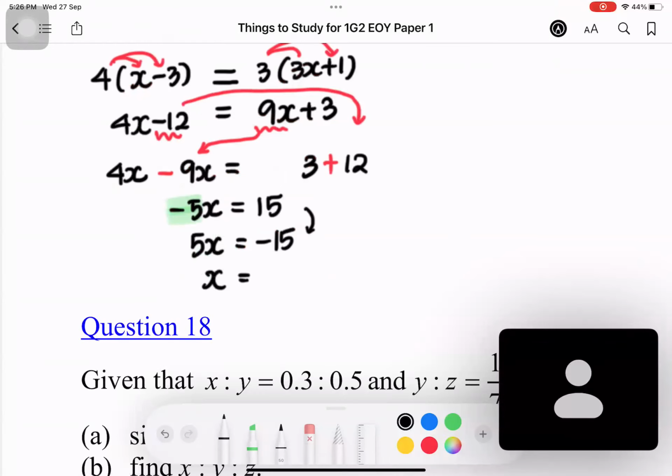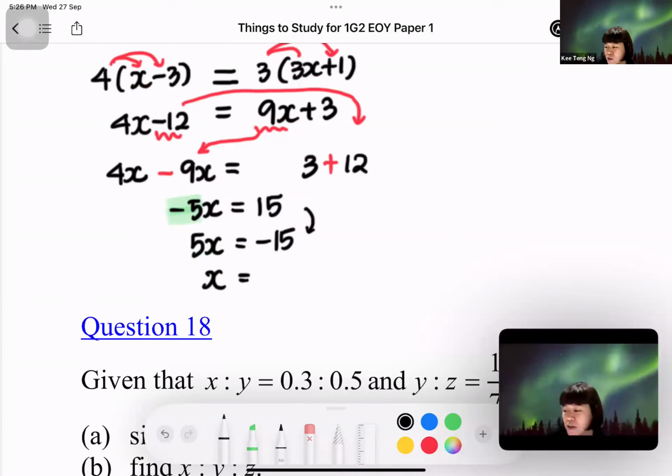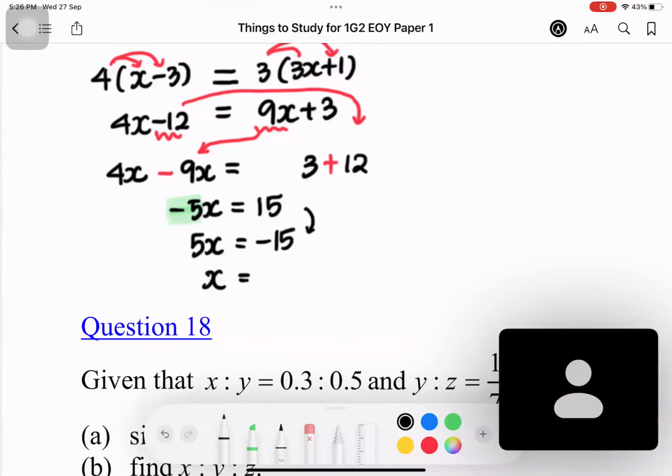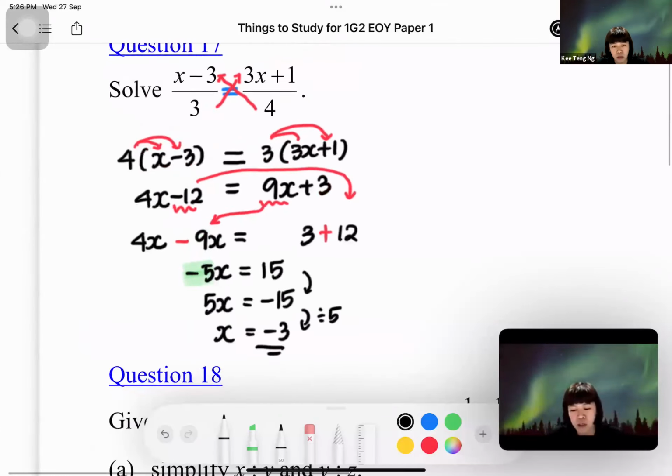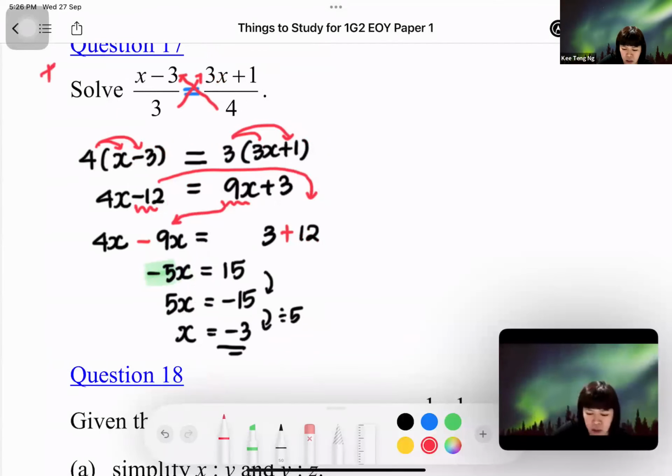Negative 15 divided by 5. It's still Xavier. Now I get rid of the negative sign already, how to get rid of 5? Five units is negative 15. 1 unit, how much? Divide. Yes, divide by 5. Okay, so this one gives you negative 3. Okay, this question you must know how to do. I put a star over here.